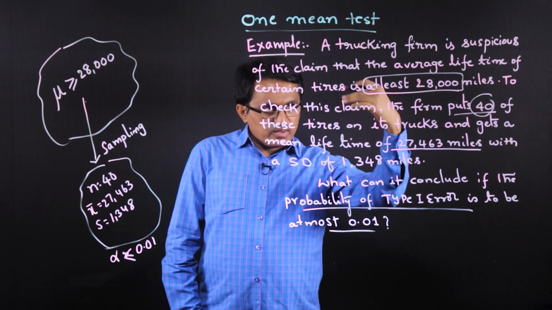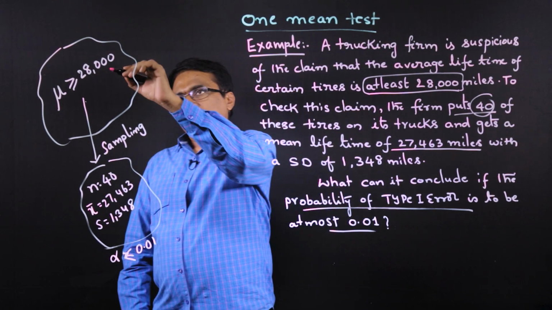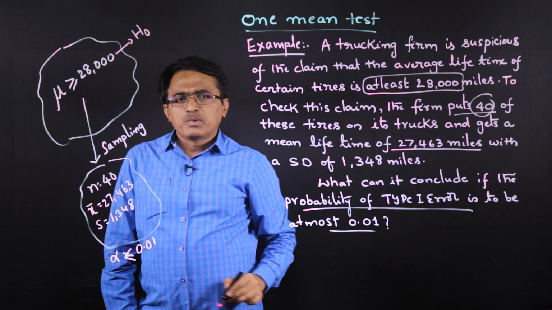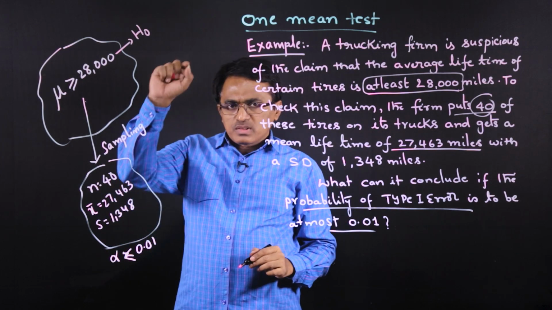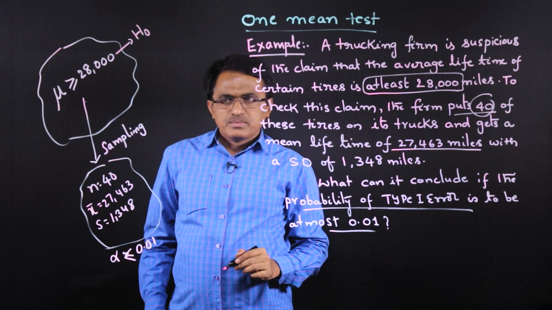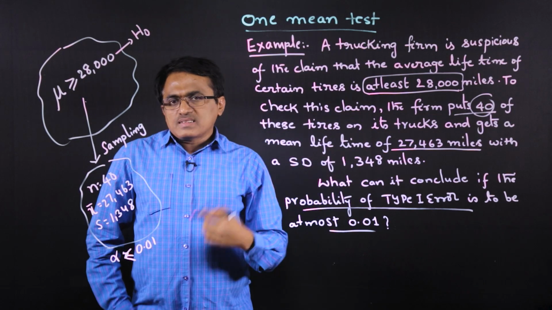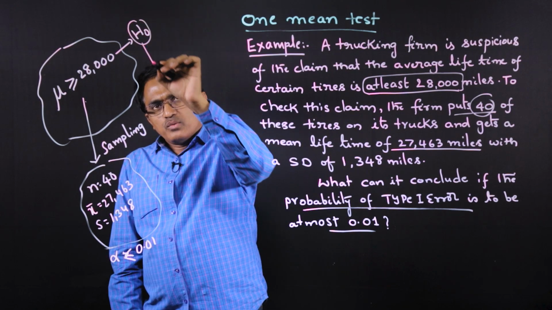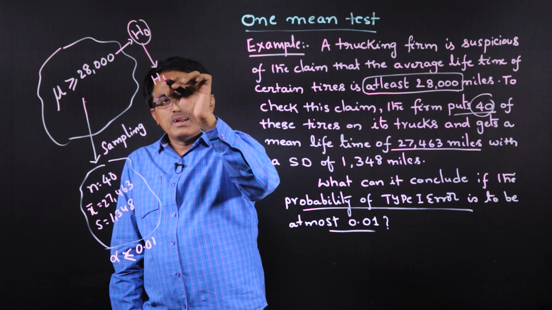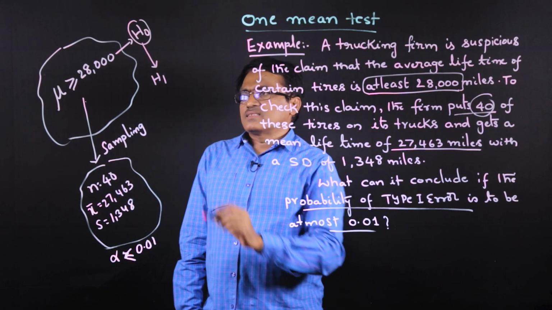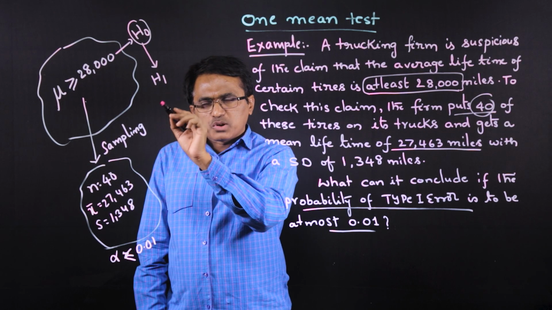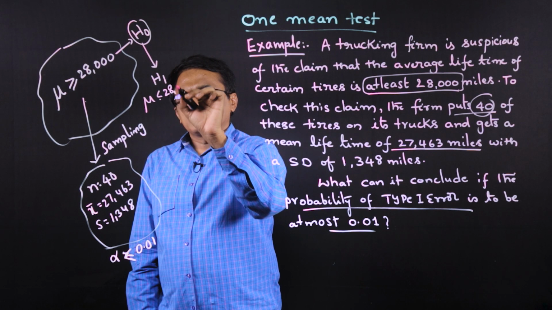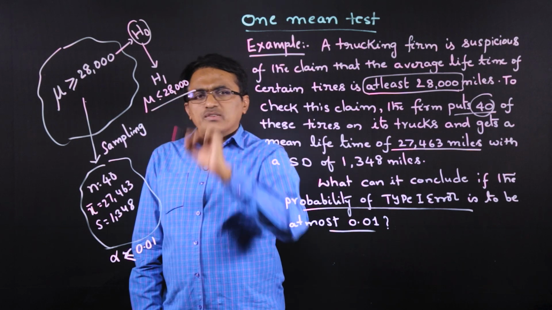Now if you recall, what we have done first is the identification of the claim, that is, the null hypothesis. Null hypothesis is the one which we are going to validate. As discussed in the earlier sessions, whenever we have a null hypothesis, immediately we have to form the corresponding alternative hypothesis. So in this case, if mu greater than or equal to 28,000 fails, then what is the alternative? Mu less than 28,000. So this is the alternative hypothesis.